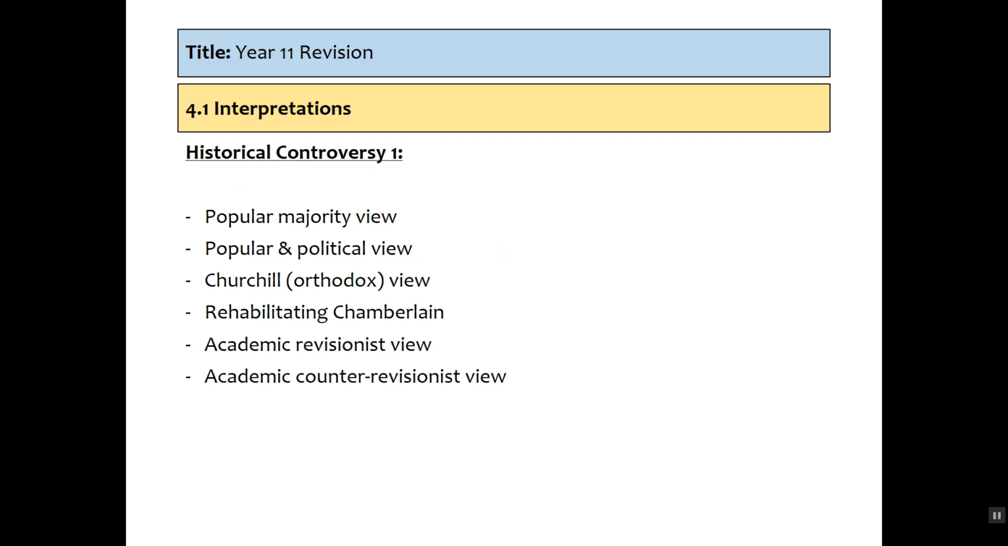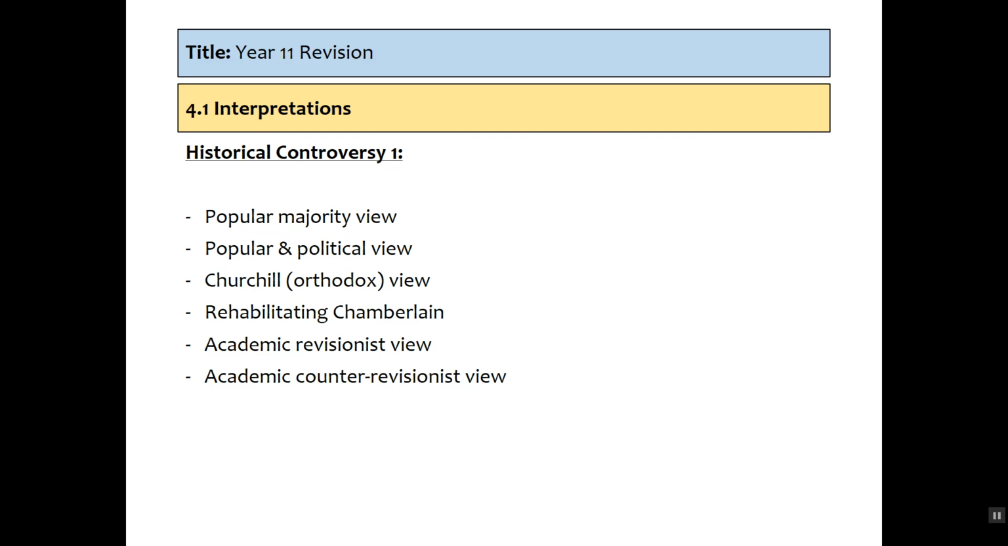We've got 6 historical controversies. It's known as historical controversy number 1, which is appeasement. The second historical controversy is the start of the Cold War and Cold War in general. Now, there's a number of different views, and you have to remember these by name. You have to rote learn them.